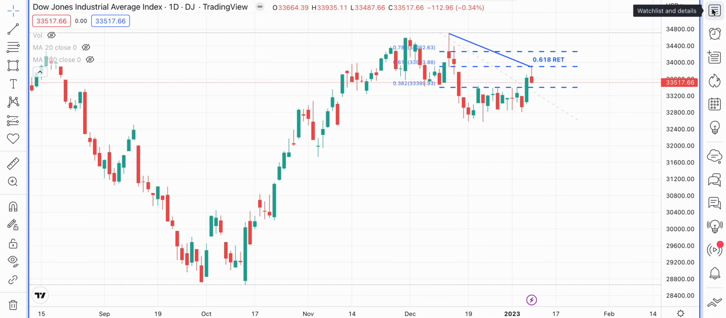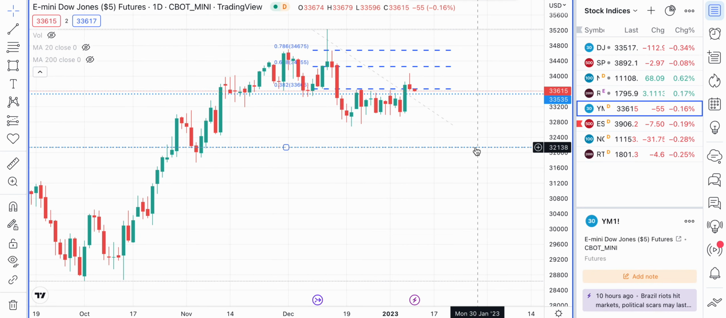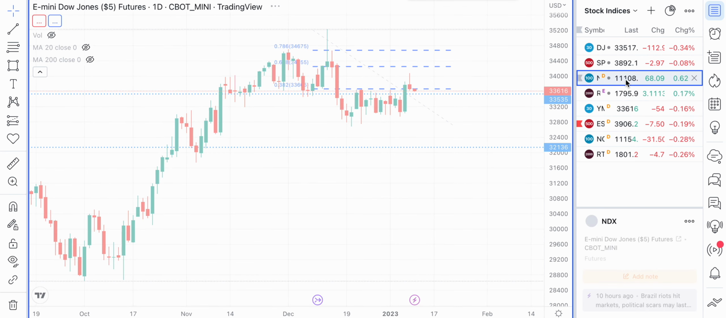S&P 500 rotated from 38.2%. This one is from 61.8%. Let's take a look at. So this was, by the way, the Dow Jones Cash, not the futures. If we look at the futures, it just went above the 38.2%, and now we'll have to see whether there's going to be a follow through or not.